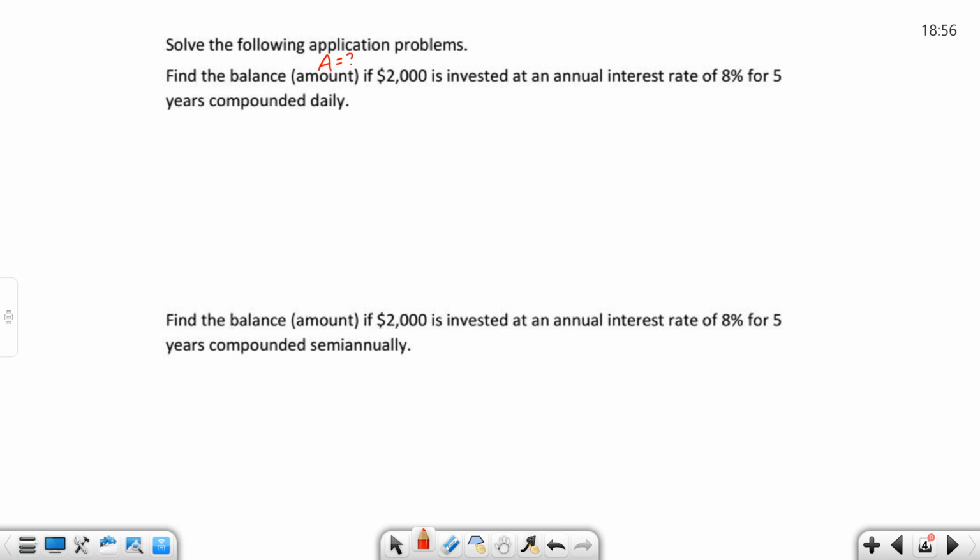That's what we're looking for. This is my P, 2,000. The interest rate of 8% is R, and we write it as a decimal. If we move it over 2 places, it's 0.08. T equals 5, 5 years. That's important, it's years. And it's compounded daily. How many days are in a year? So N equals 365.